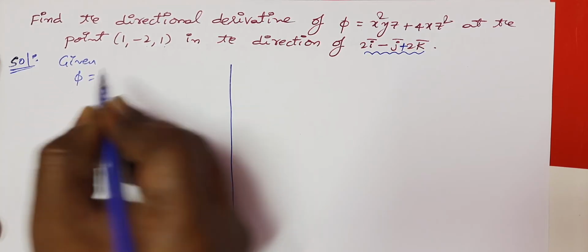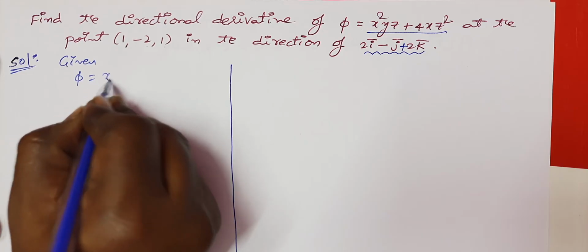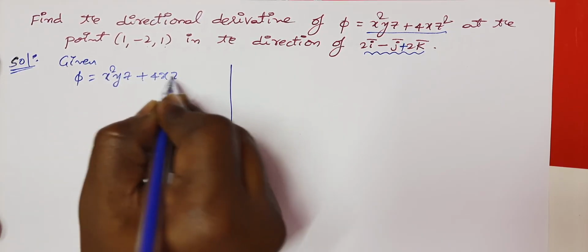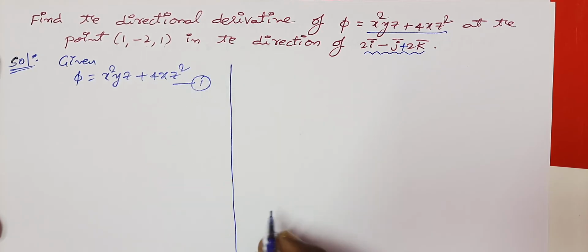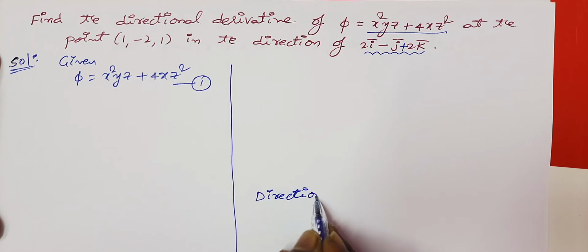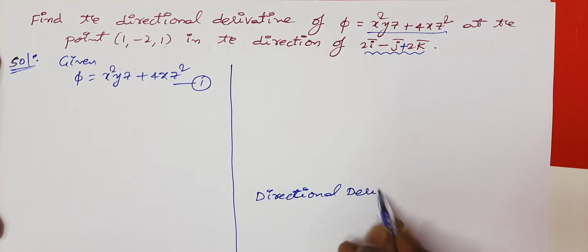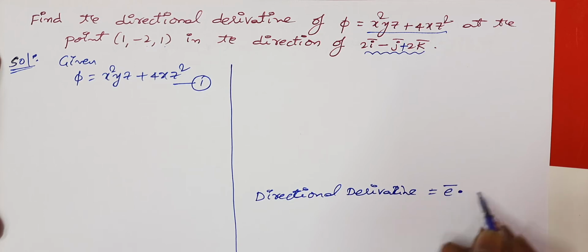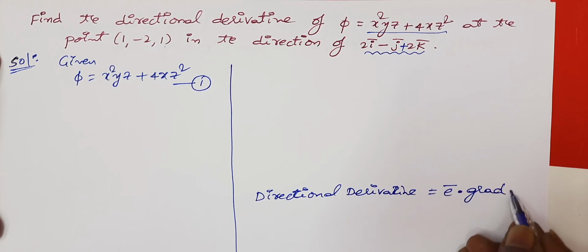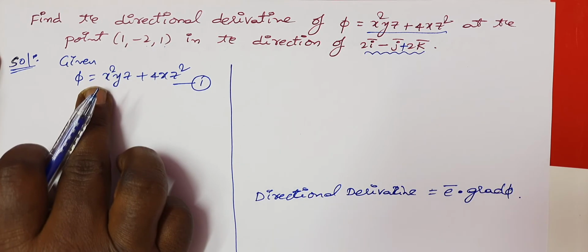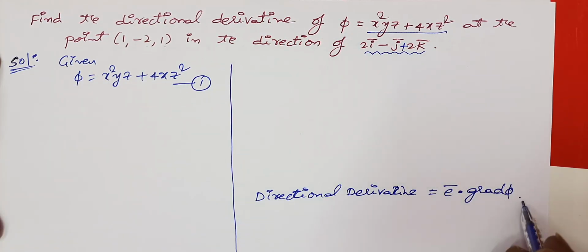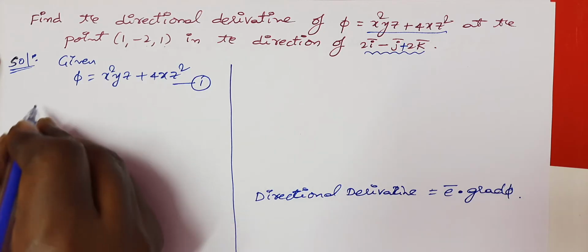Given phi is equal to x square yz plus 4xz square. So what is the formula for directional derivative? Directional derivative is e bar dot grad phi. Whenever we are going to find the directional derivative of a scalar function, immediately find gradient phi. It is the first part.